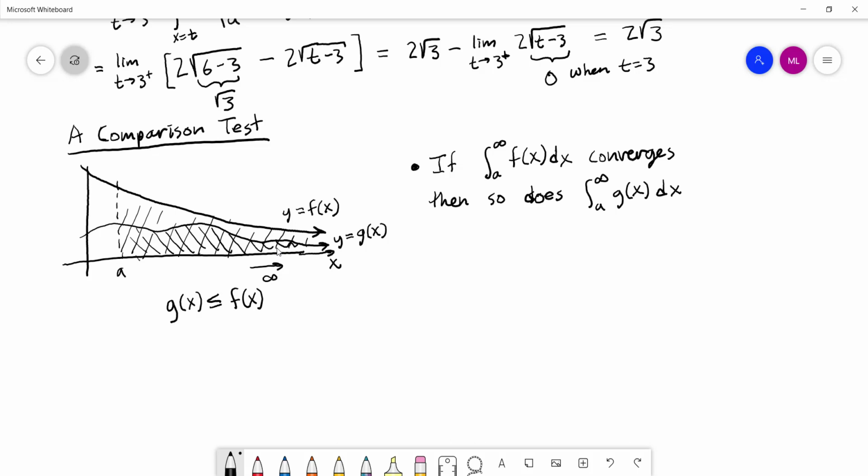So that's one idea. Alternatively, what if the smaller integral on the bottom diverges? So what if the integral from a to infinity of g of x dx diverges? What if it blows up? Well, clearly the integral for y equals f of x has to be larger than it. So if this one goes to infinity and f of x is larger, then the f of x integral also has to go to infinity.